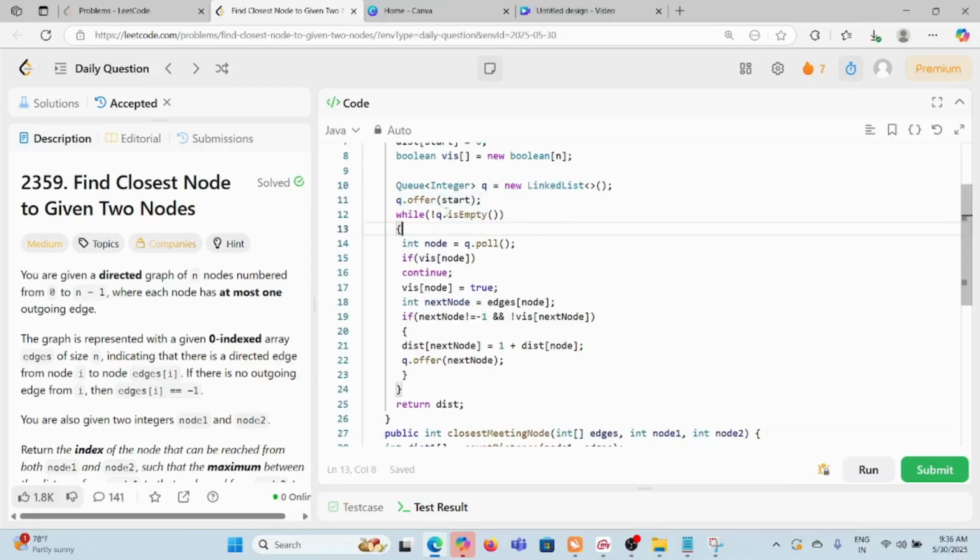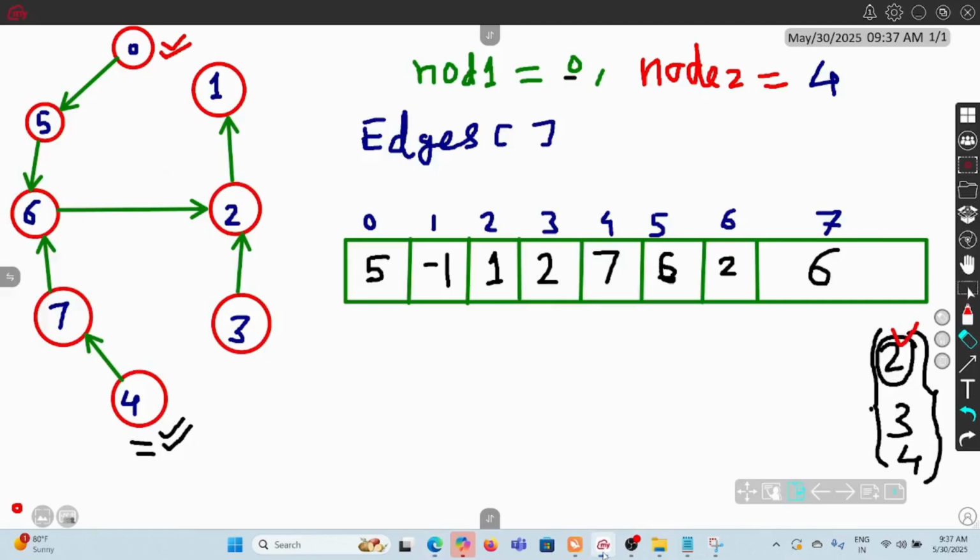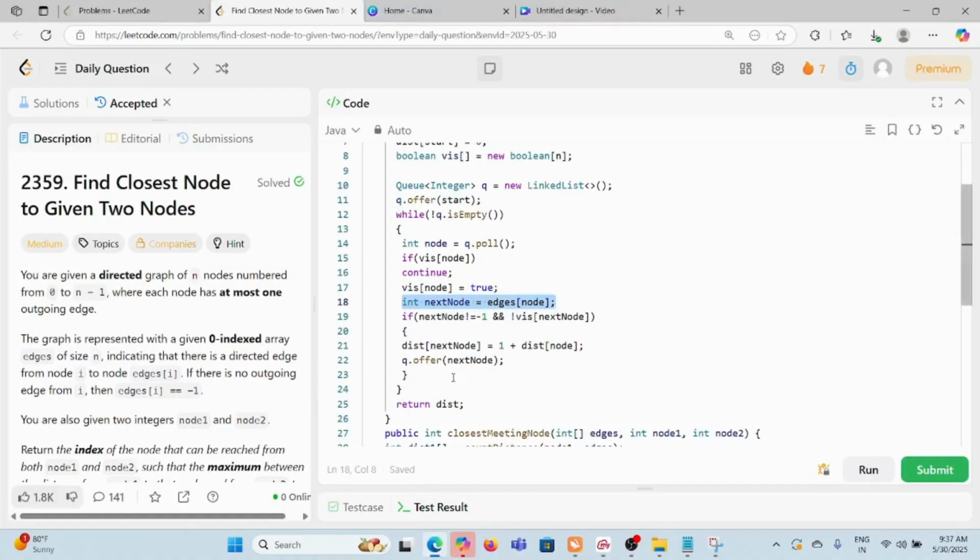Now see here, until the queue is empty, we are popping nodes out. So I have popped out the node. Now we are checking, is it already visited? If it is already visited, we don't have to count it again, so we make it continue. Otherwise, if it is not visited, let's first make it visited. And then from the edge we will get the next node which is connected to it, as per this edge. For example, if we are at 0, then the next node would be 5. So from this edge array, we can easily get that. For that reason, I am doing this part.